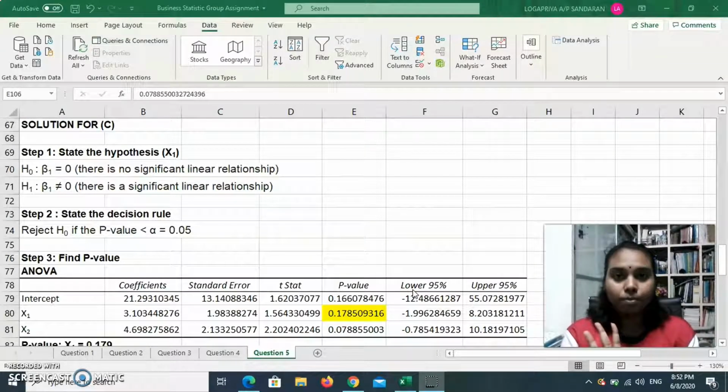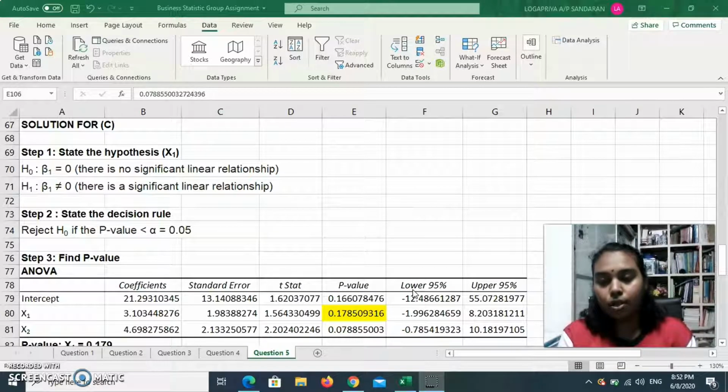We have 5 steps to make a conclusion. The first step is to state the hypotheses. I'm going to show this for x1. We have two hypotheses: H null, beta 1 equals 0, there is no significant linear relationship; H1, beta 1 not equal to 0, there is a significant linear relationship. Step 2 is to state the decision rule. The decision rule is to reject H null if the p-value is less than alpha equals 0.05.